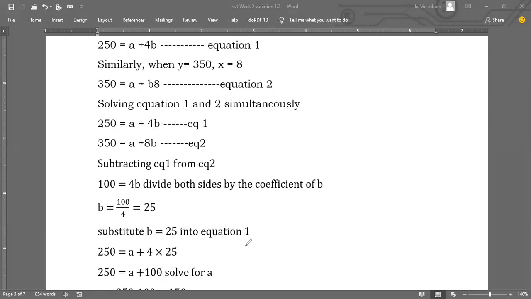So the next thing is to solve for a. If you solve for a, we have 250 minus 100 equals a. Just collect like terms. Take this guy over. Remember, it's positive, so as it crosses the equality sign, you change it to negative. So you'll be having 250 minus 100. That gives us 150. So a is equal to 150. It's right there.